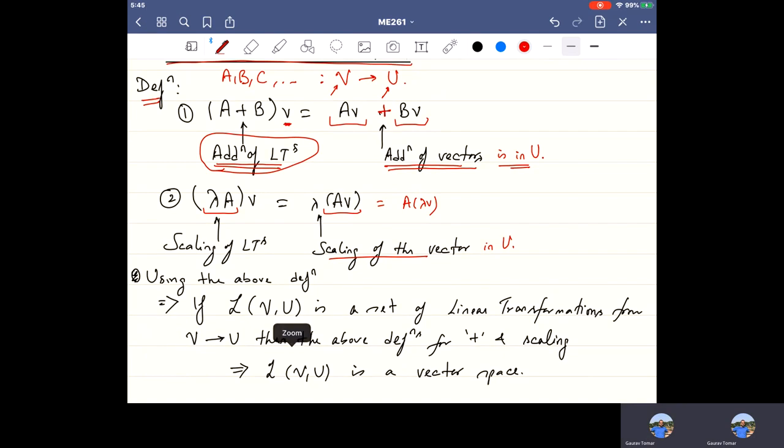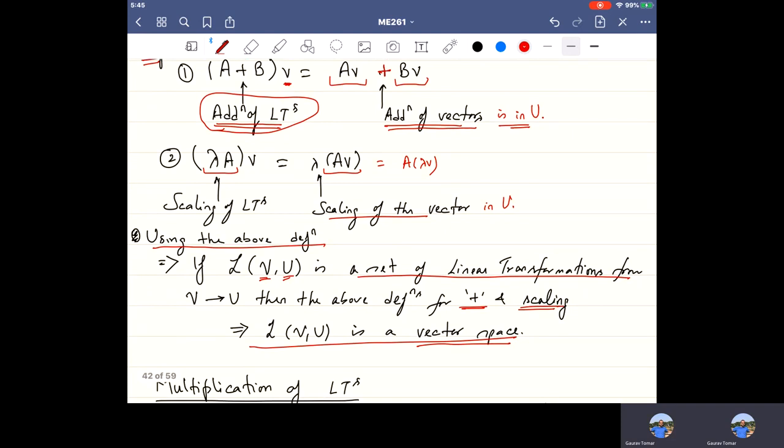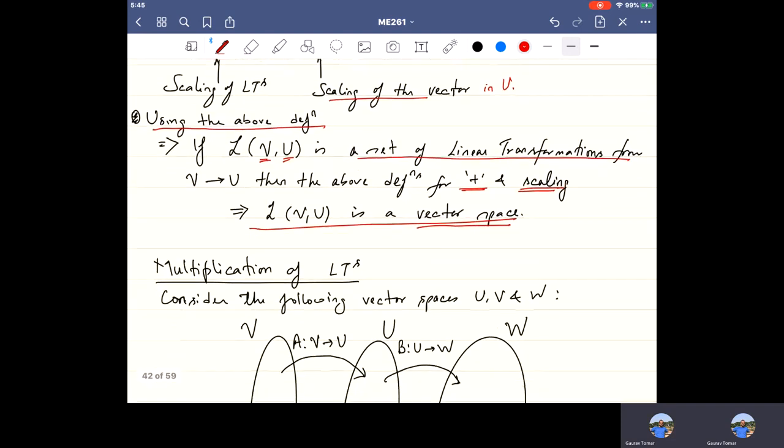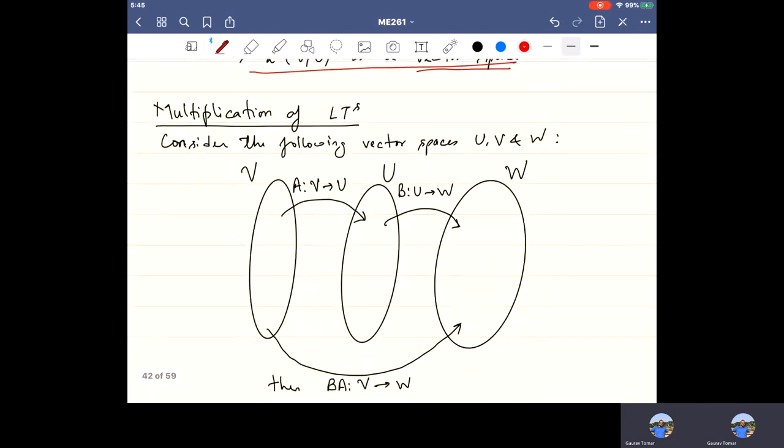Now, this would be an assignment: using the above definitions, you can show that the set of linear transformations from vector space V to vector space U is going to form a vector space, based on the definitions of addition and scaling that we have defined above. Okay, this can be shown. Now we can define the product of linear transformations as well, multiplication of linear transformations.